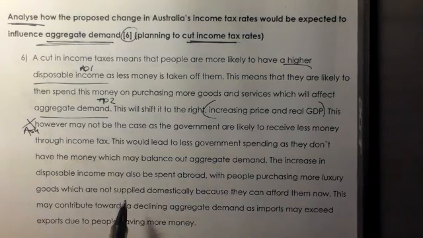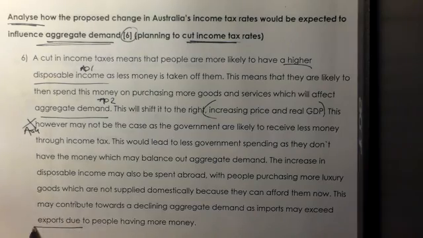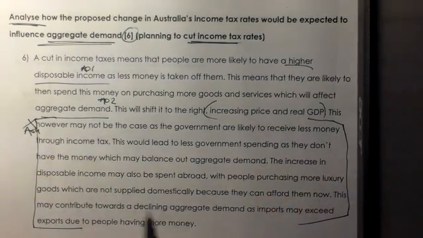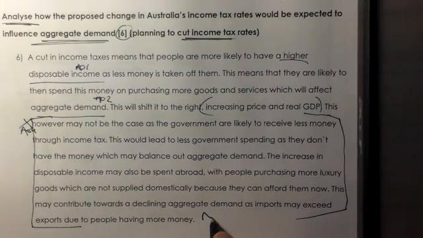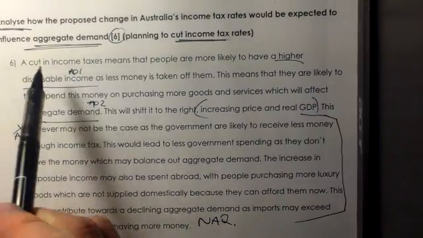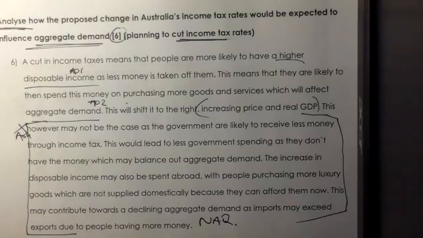So this whole section at the bottom here is an evaluation. It's why it might not happen. So this will be a NAQ, not answering the question. So we've really only got 2 steps at the top here for those 6 marks.